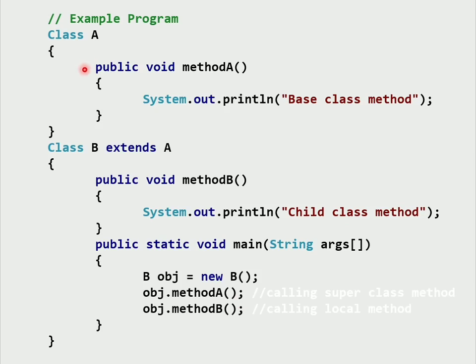There is a class A, it has a method A, and it prints base class method, and another class B, and it extends A, and it also has a method B. It simply prints child class method. Now in the main function, we are creating an object for the class B, and then we call method A and method B.